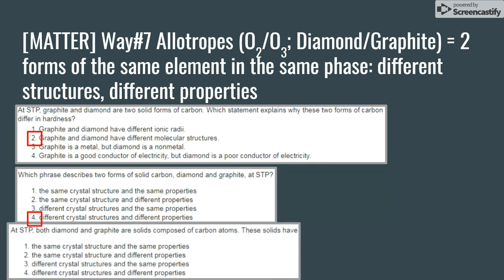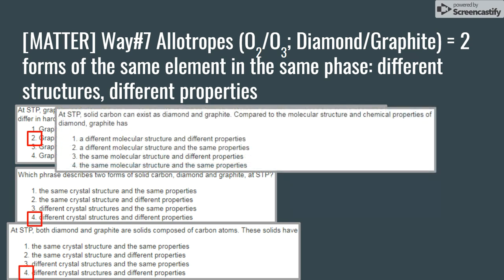At STP again, both diamond and graphite are solids composed of carbon atoms. You can see that diamond and graphite are commonly used on these Regents questions. When you see diamond and graphite, you should immediately think allotropes with different crystal structures and different properties. So the answer has to be 4.